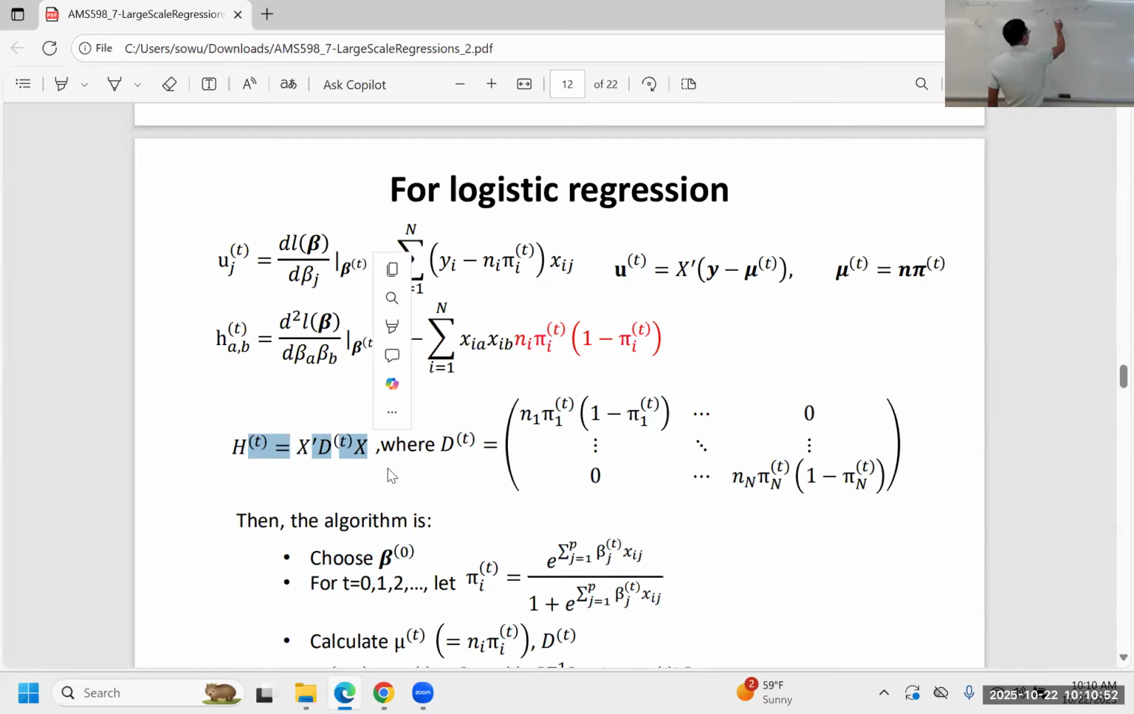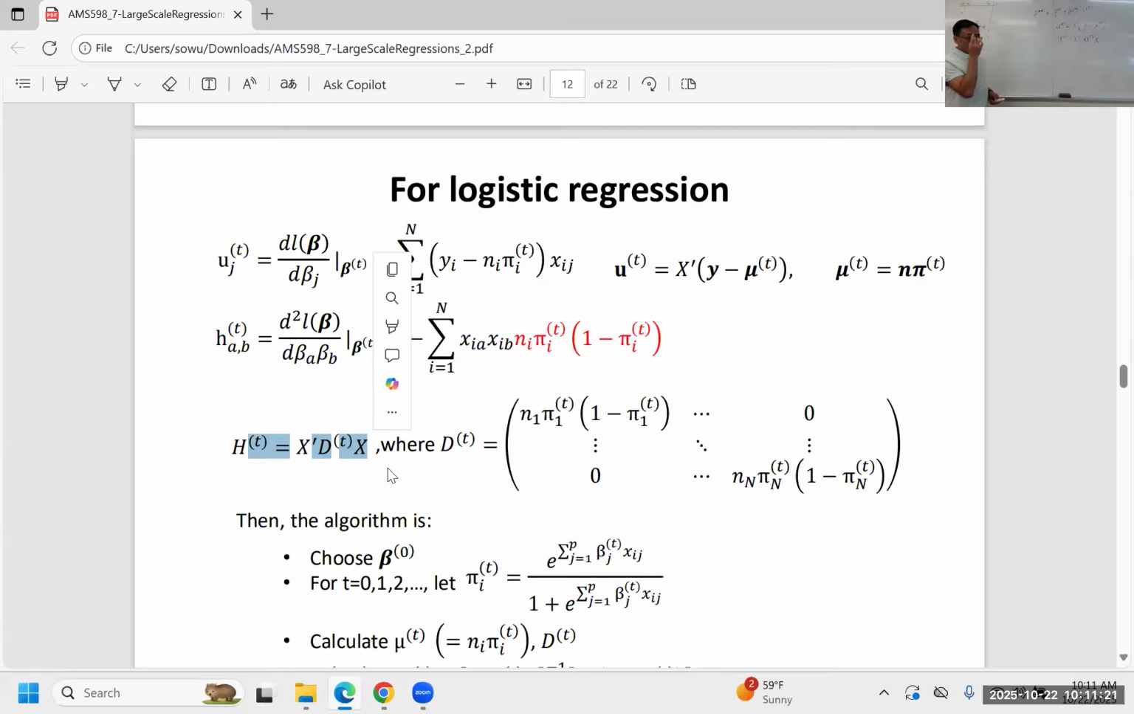Now what do we have here? U_t will be equal to X transpose times (y minus pi_t). Let's assume a is equal to 1, I'm going to simplify it, so it's equal to pi_t. Then H_t will be equal to X transpose D_t X, with D_t the diagonal matrix.